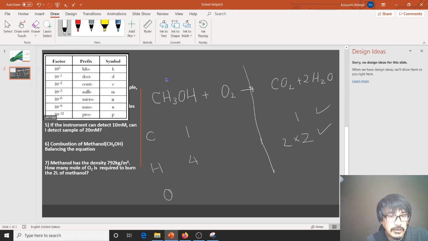Now oxygen, I have a total of 3 on this side. I have 2 and 2, so I have 4, right? This side I have 3, so I have to do something about this one too. Now I already adjusted these things, right? Because it was balanced with the carbon. I have already put this one, so the only thing that I can adjust is right here, right? So that one right here, what's the number here?